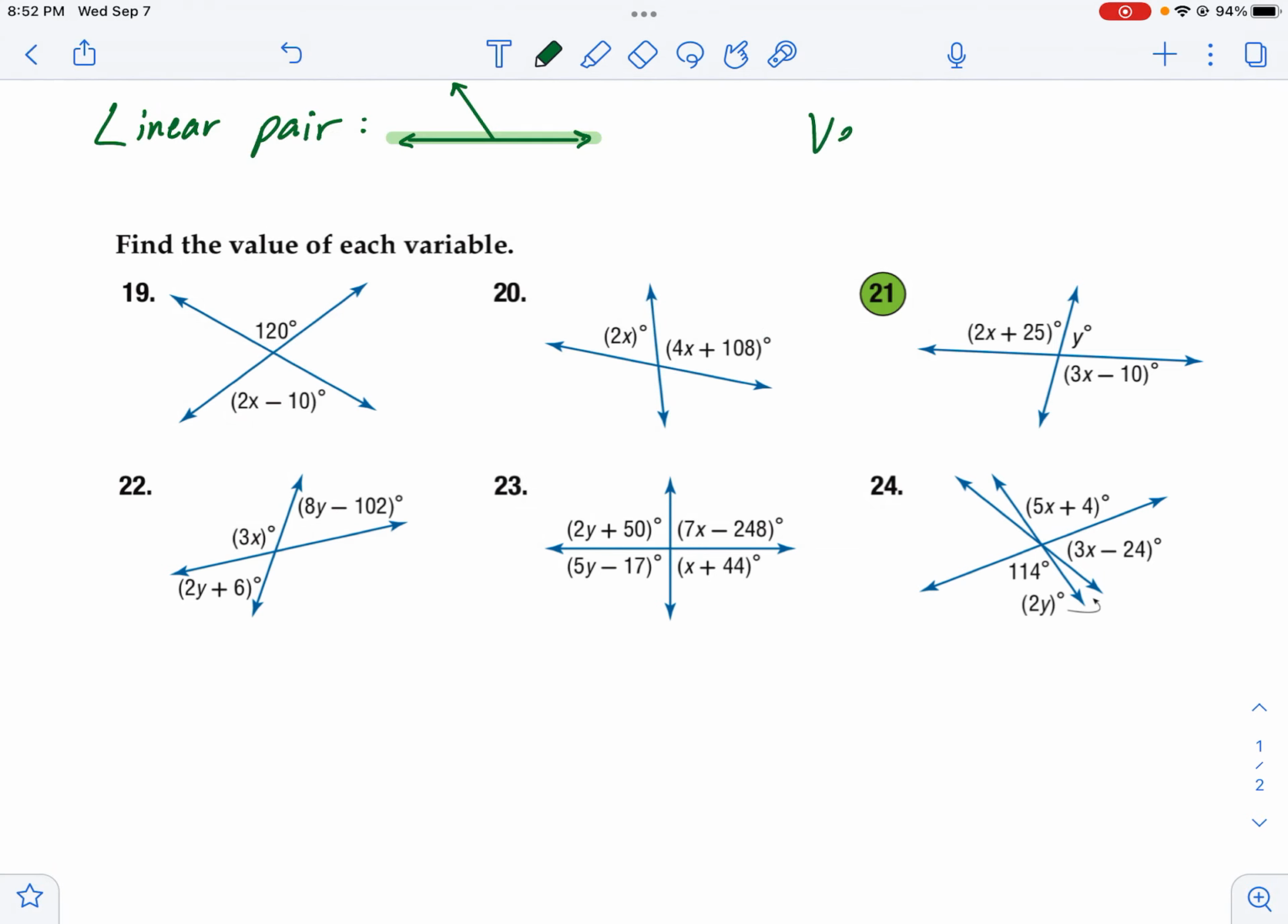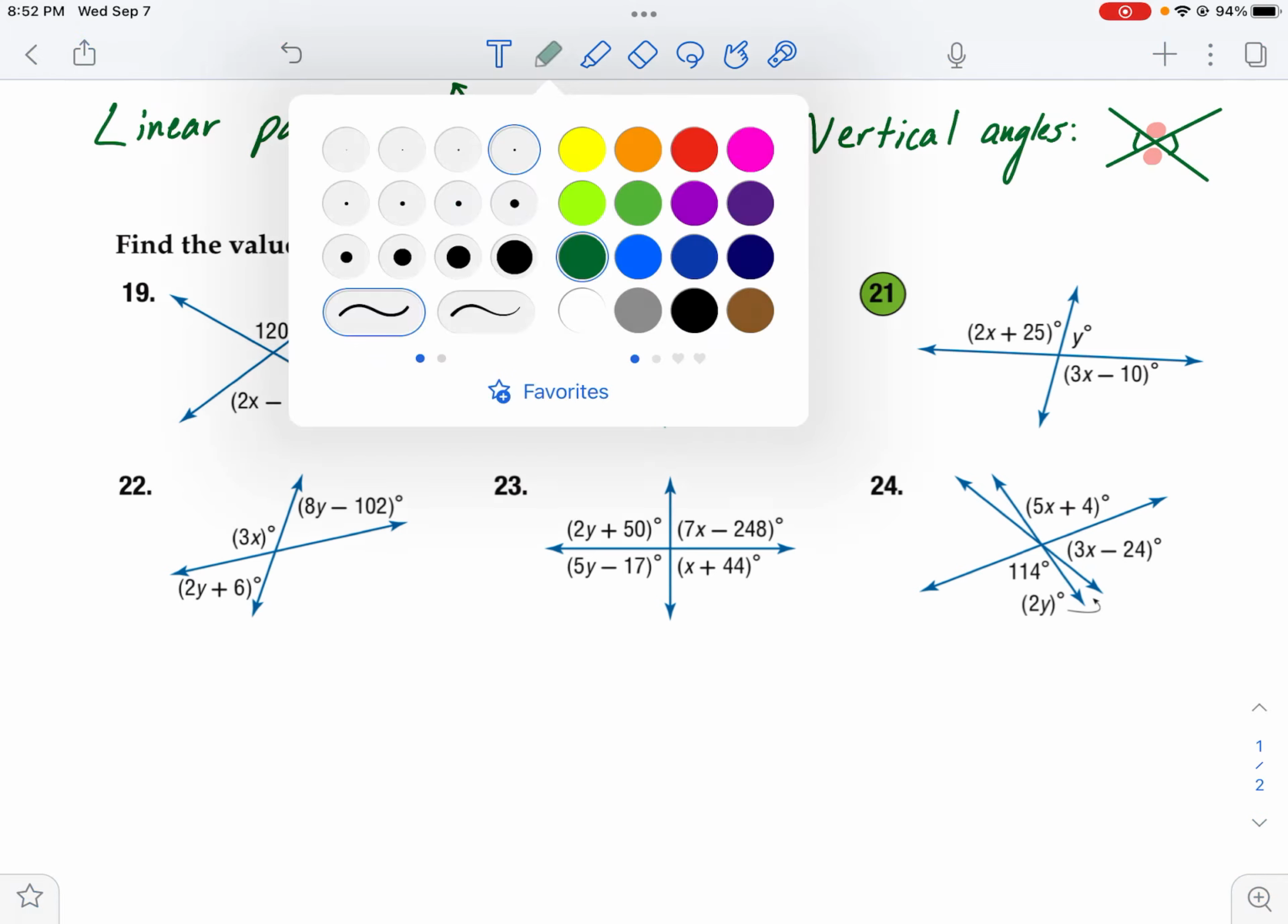Now, vertical angles are angles that are formed by intersecting lines, and they are directly across from each other. So the left and right sides would be vertical, and the top and the bottom sides are going to be vertical. In any geometry class, the most important thing you can do, like in many math classes, is study your vocabulary. If you don't know what the vocabulary words mean, then it's very difficult to solve those problems.